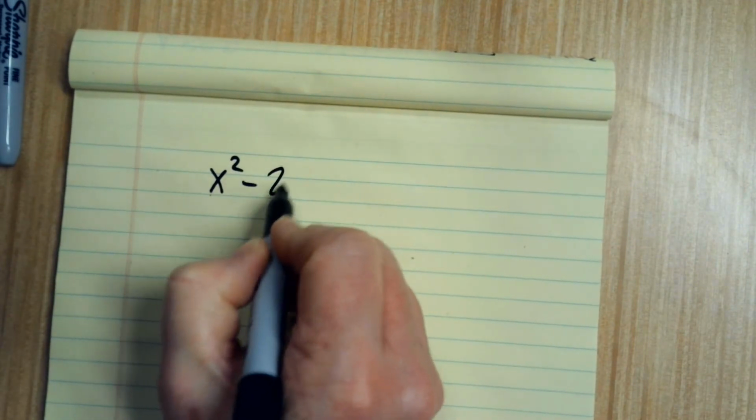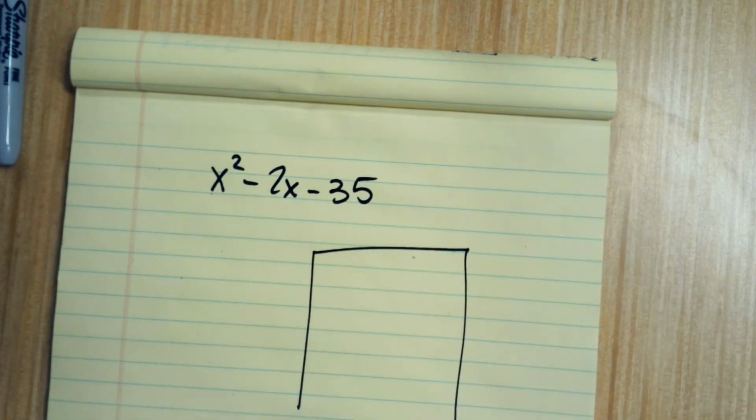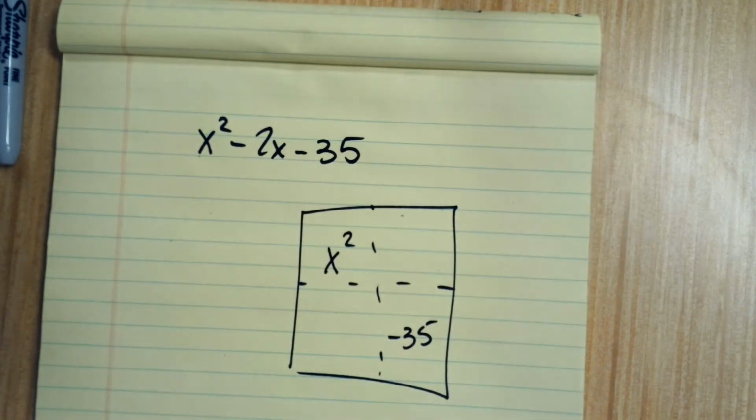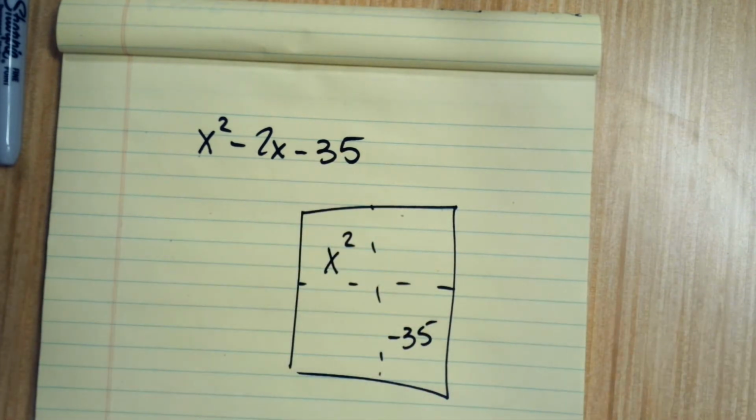Next example will be x squared minus 2x minus 35. So we will set up our area model. We have x squared here and we have negative 35. Now this changes just a little bit because the last value, the c value, is negative. And how did that happen? How did we multiply and get a negative number? Well, we had to have a positive number and a negative number.